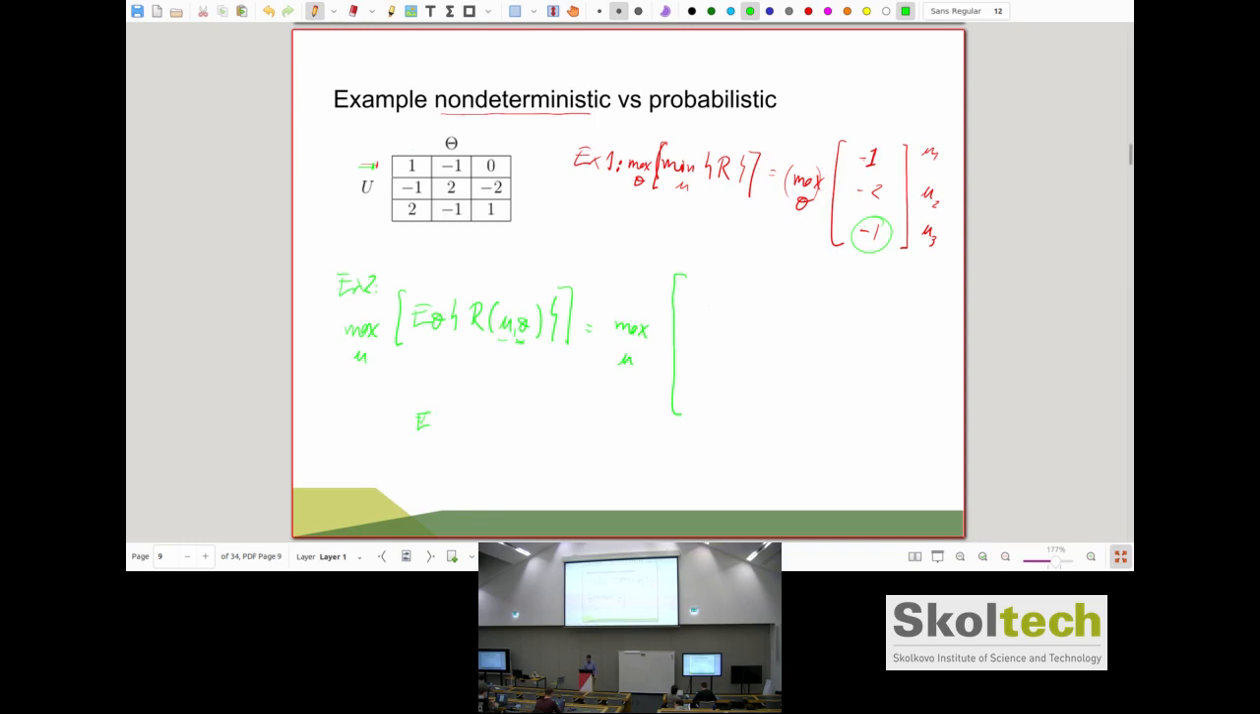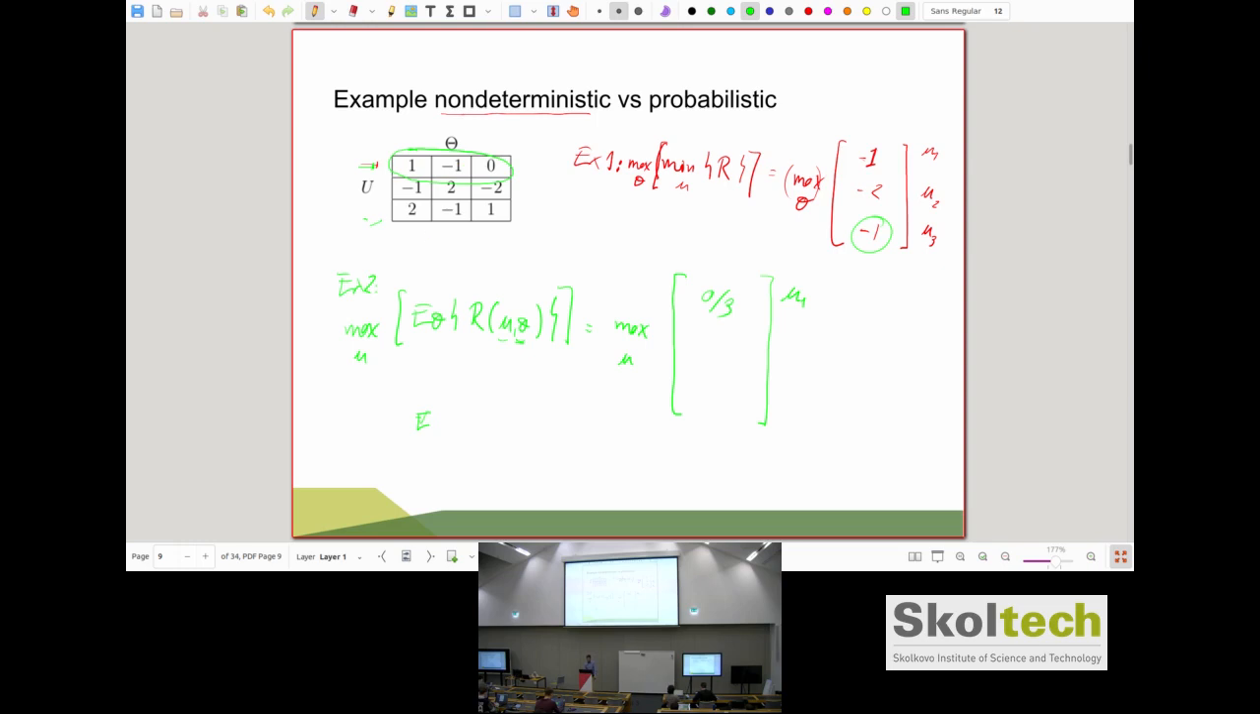Expectation, let me put it this way, with respect to u1. We need to calculate the expected value of this thing. I don't know what the probabilities are, but let's say that they are equiprobable. Is that okay? They have the same probability of happening. So in this case, the expectation is just going to be the sum of all of them, and then we divide by the number of elements. So what we have here is 1 minus 1, 0. So we have 0 divided by 3, 0.